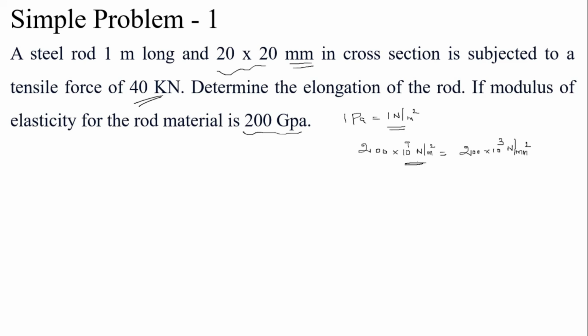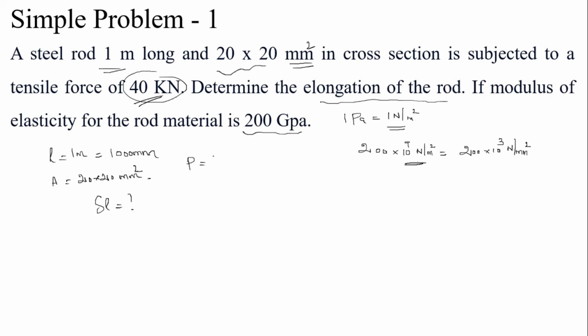Now what they are asking is to determine the elongation of the rod, the change in length. So del L they are asking. What is the formula of del L? What are the data given? Length of the rod is 1 meter, so we have to convert it into millimeter: 1000 millimeter. The cross section is 20 into 20, so area is 20 into 20 mm squared. And the tensile force, P, the load, is 40 kilonewton. We have to convert this to 40 into 1000 Newton.